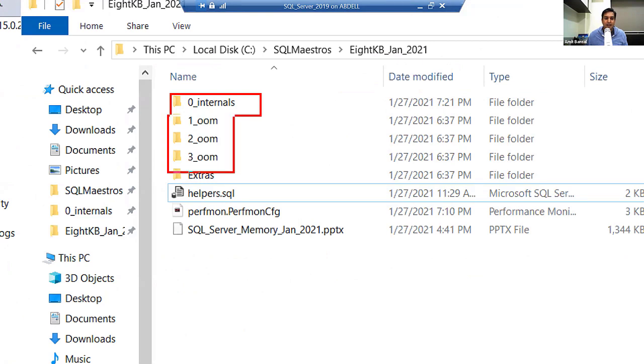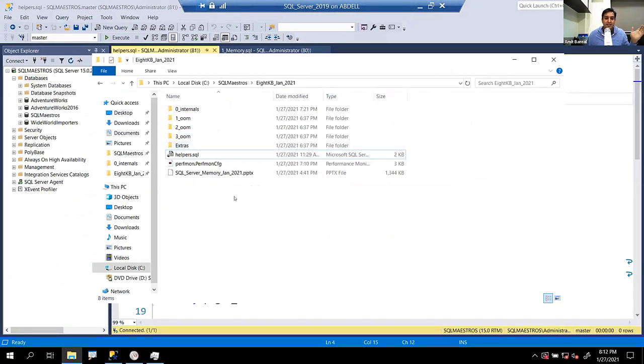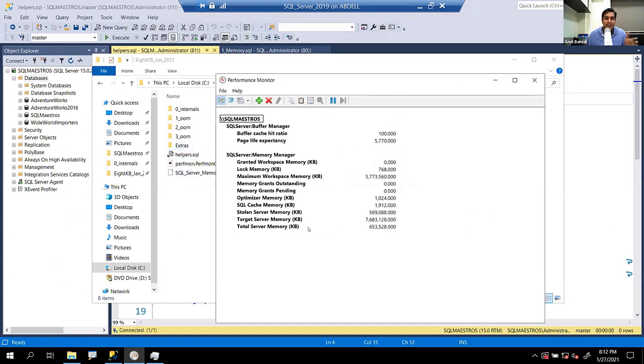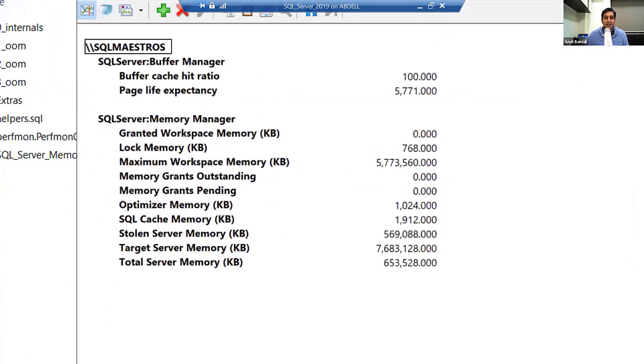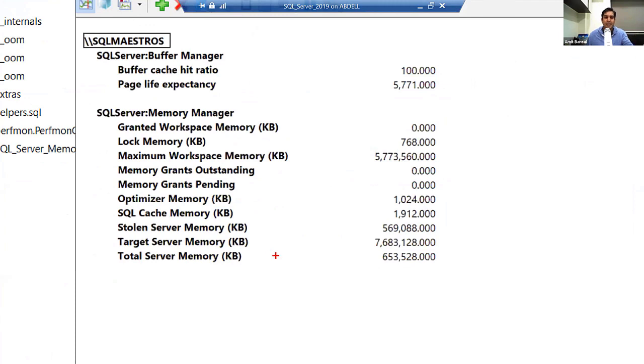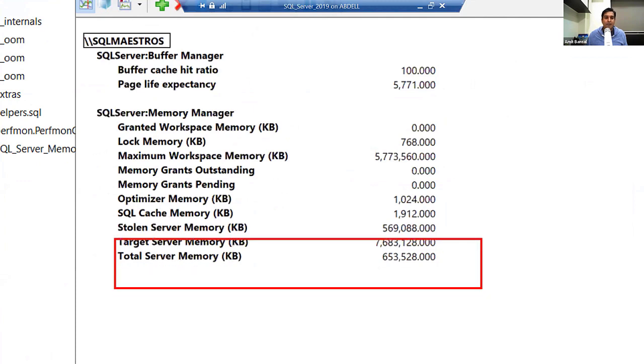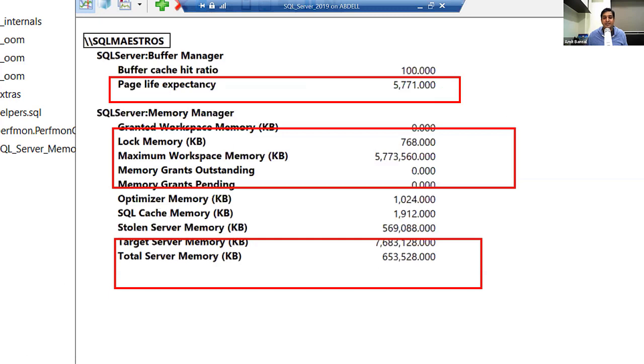Then I'm going to use 3 examples of out of memory exception, of which the first and second will really cause an OOM if the demos work. The last one, 3_OOM, will not cause one, because that makes my VM unstable for some reason, so I changed that a bit. There is a PerfMon counter already configured with some counters and objects. We will keep coming back to PerfMon and observe total server memory and target server memory. I might occasionally look into the workspace stuff, and we can see page life expectancy, etc.